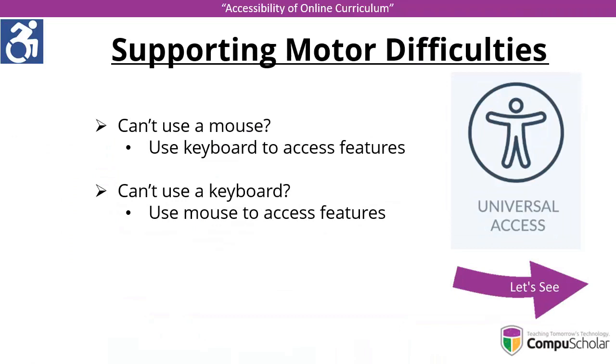The second main point of emphasis for accessibility is supporting students with fine motor control difficulties. So sometimes a student might not be able to use a mouse successfully, and in that case you want them to be able to use the keyboard to access all features. Or on the flip side, if the students can't use a keyboard, you would like them to be able to use the mouse to access all features. So let's take a look at this in action.